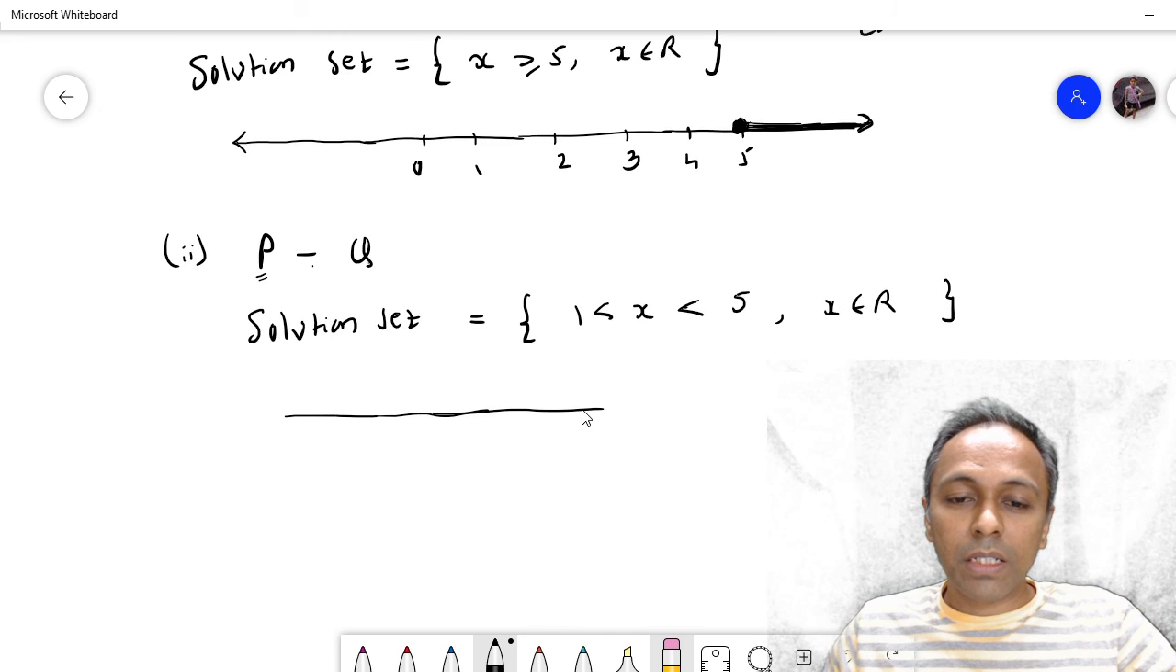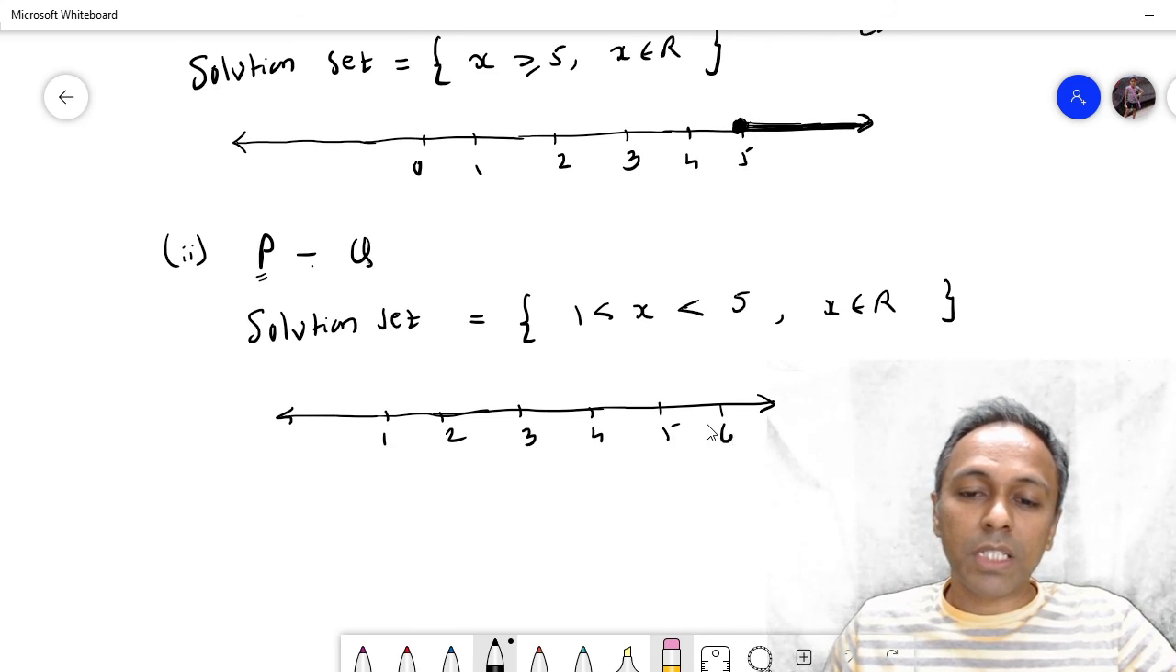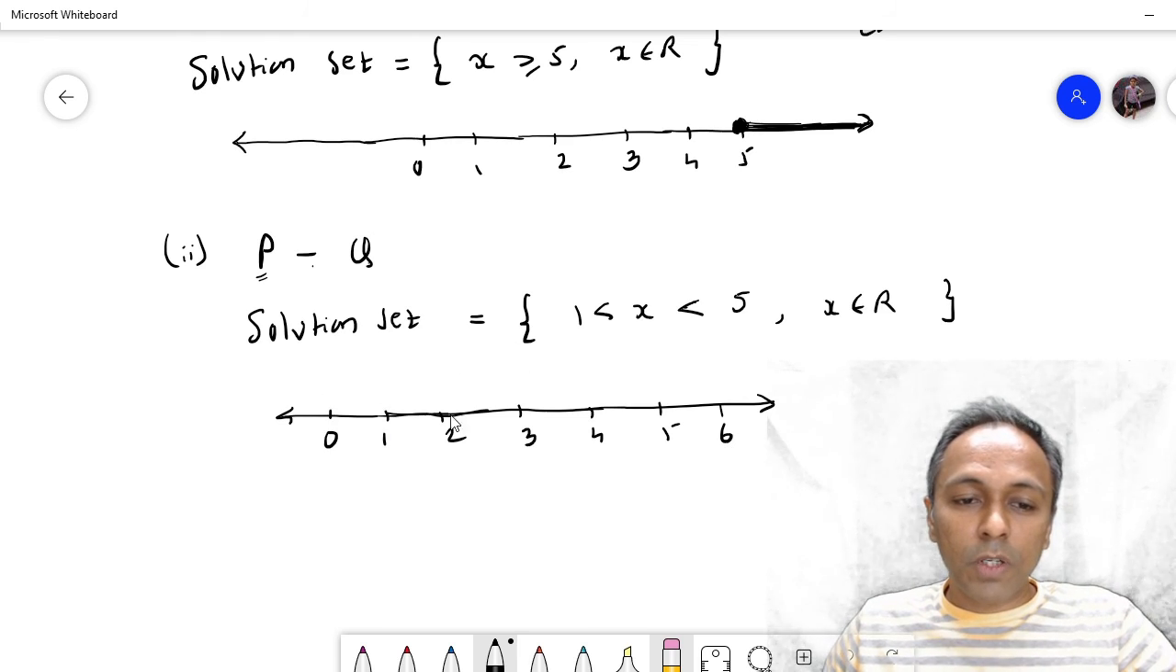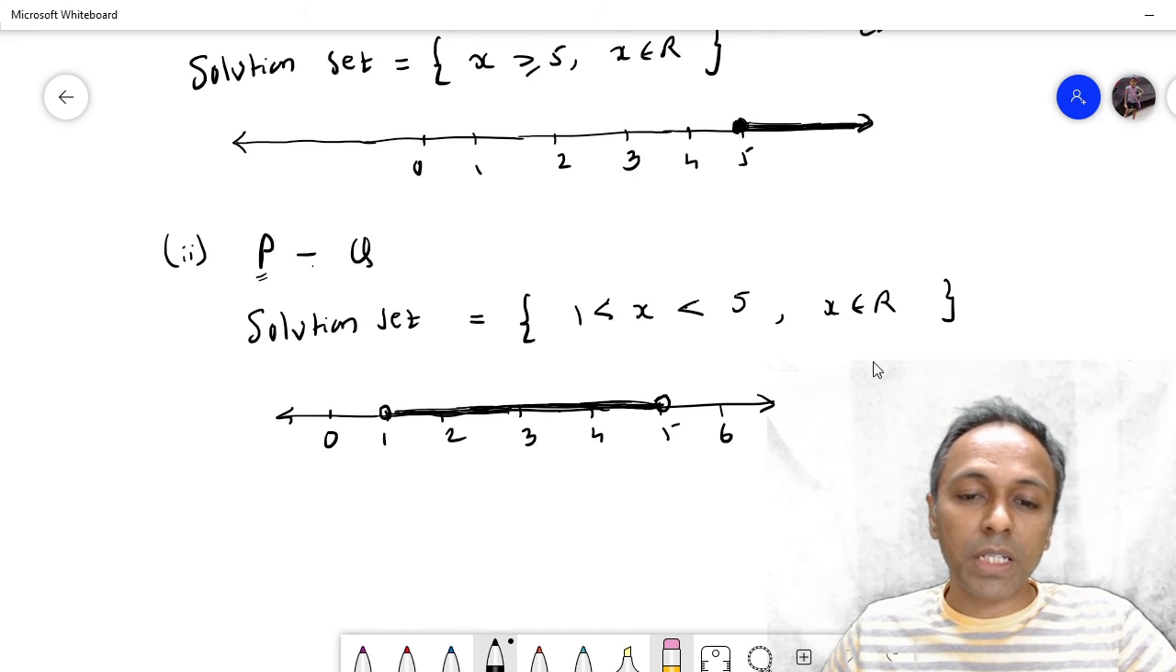Let us make a number line. और यहाँ 1 2 3 4 5 से 6 लिख दिया यहाँ, और यहाँ 0 भी लिखा है। So from 1 to 5 you can highlight that region, make a dark line here, make a darker line here, and make open circle या unfilled circle at both places as there is no equality sign at any place.